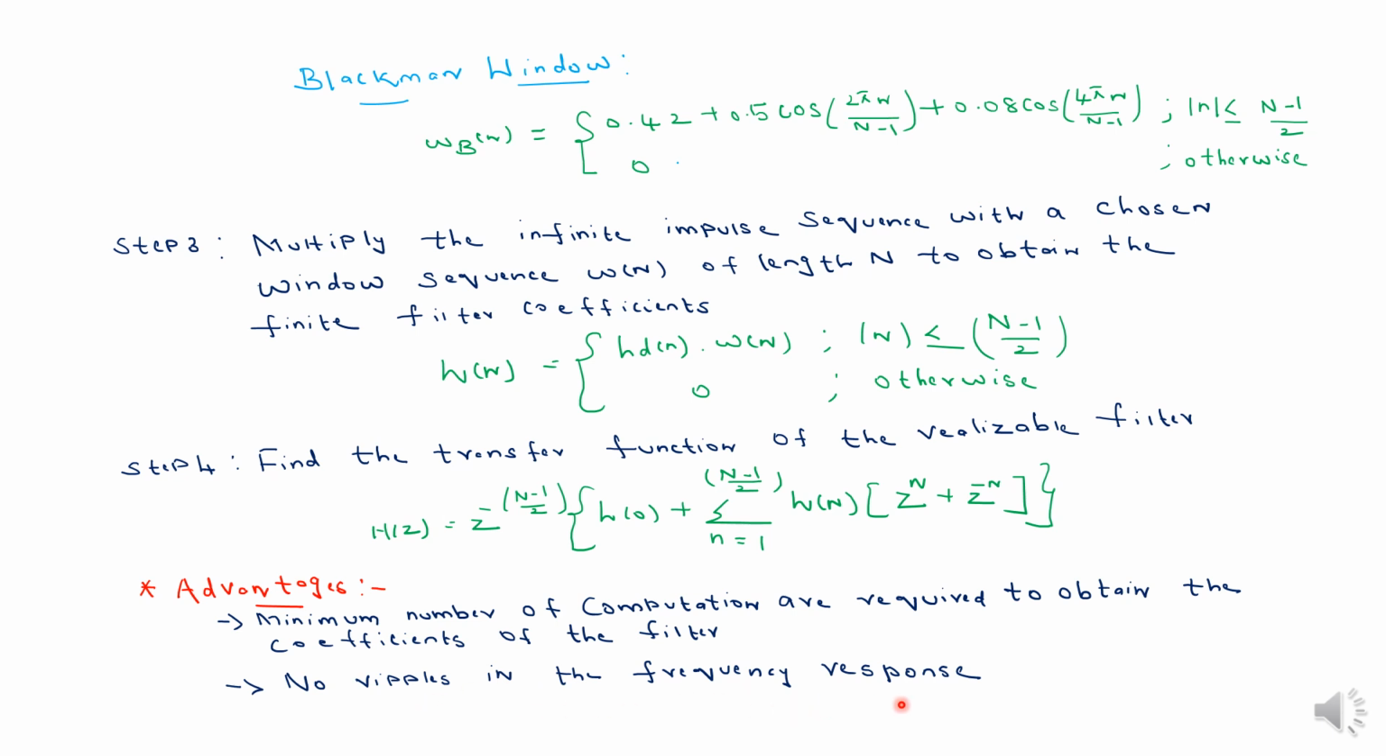So this is with respect to the advantages of the windowing technique when compared to the Fourier series method. In the Fourier series method, as we saw, as we move towards the side lobe, we find more ripples in the frequency response curve. That is eliminated using the windowing technique.